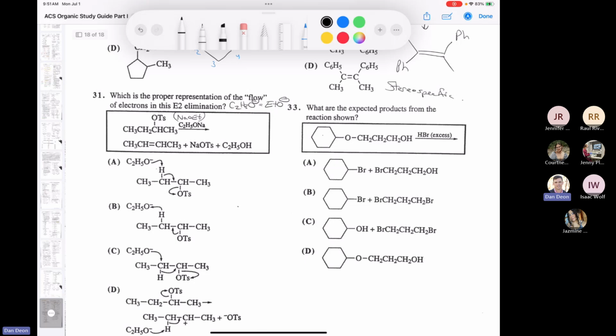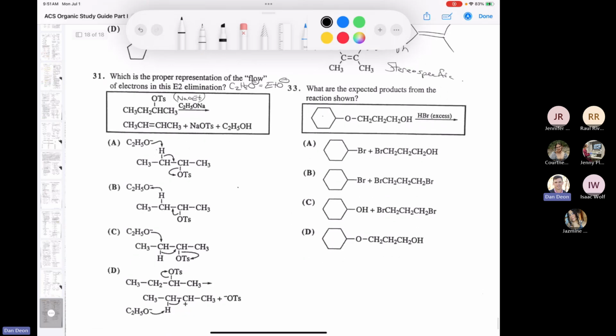So if I'm doing my elimination, could anybody tell me which one of these looks like the correct mechanism? A, B, C, or D? Which one of these looks the most reasonable for an E2 reaction? This is an E2. Yeah, it's A, isn't it, Jenny, right? A is by far the best answer. It's the only right one.